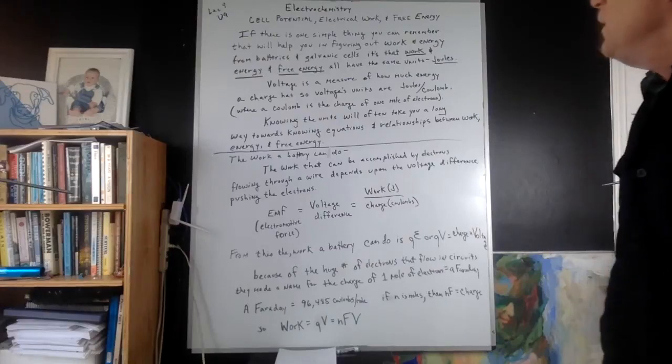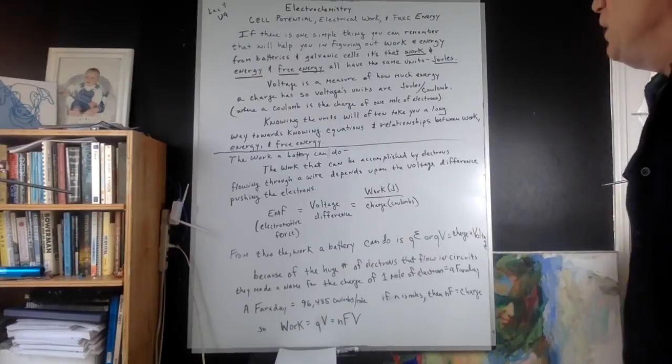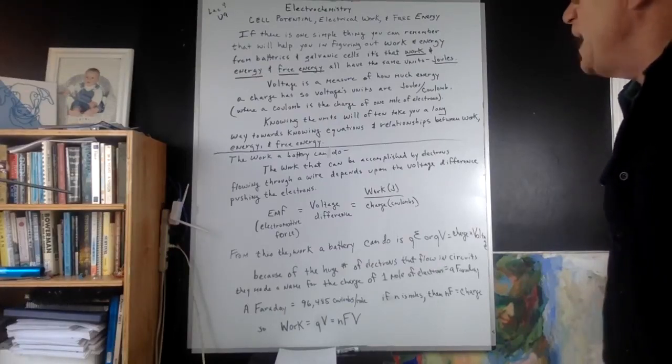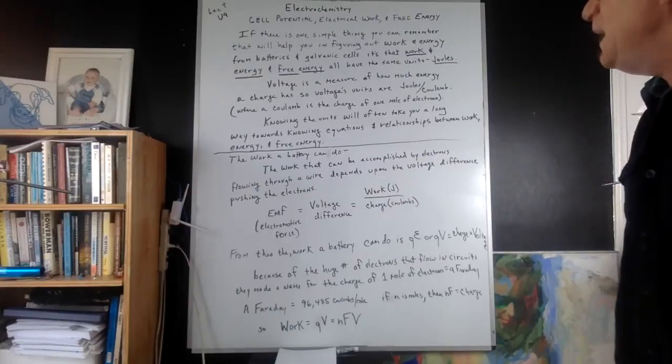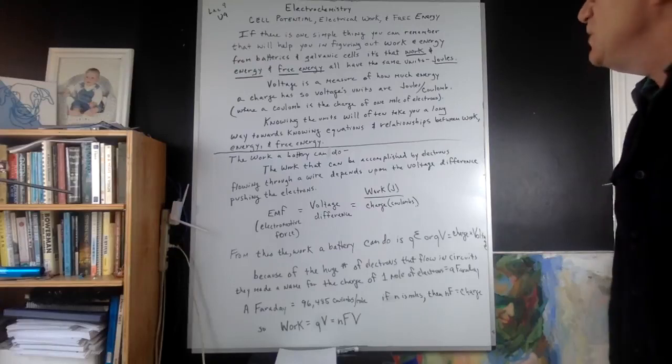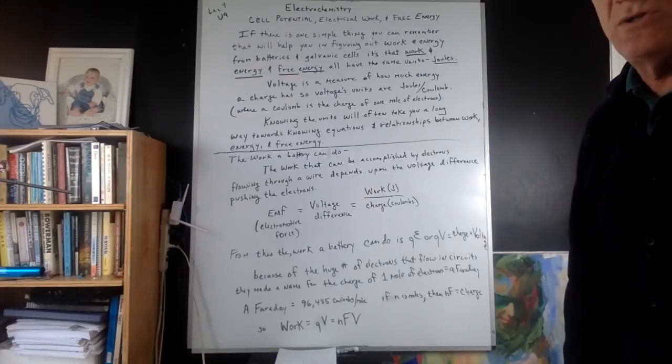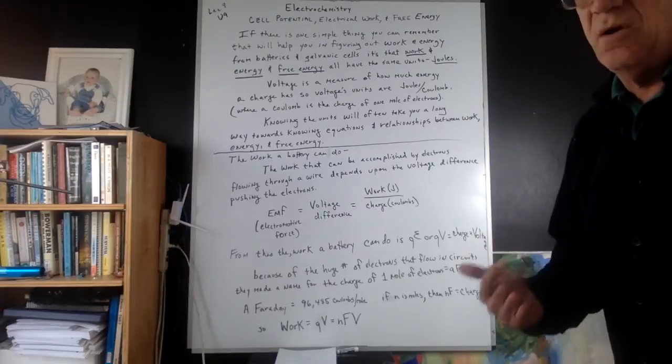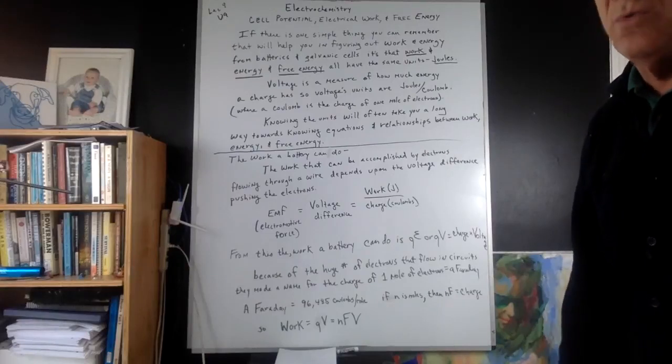Okay, so if there's one simple thing you can remember that will help you in figuring out work and energy from batteries and galvanic cells, it's that work and energy and free energy will all have the same units, joules. So you just need to always remember you're trying to get joules.